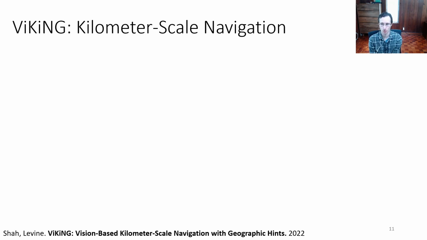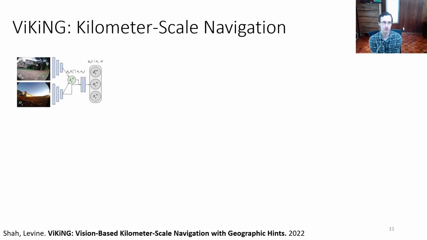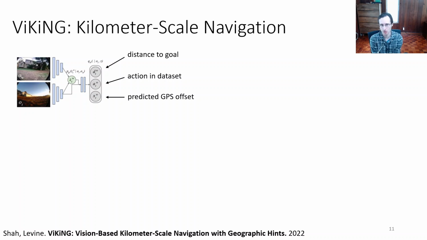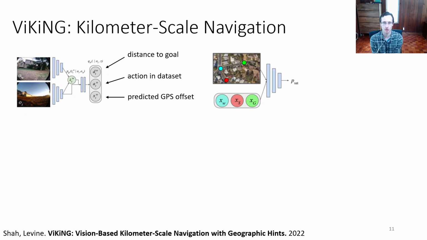So here we are actually going to use those overhead views. The idea in ViKING is that we'll have the same kind of model that will predict the distance to the goal, the action. It'll also predict a spatial GPS offset, which we will use to index into an overhead map, basically a satellite image or a road map from Google Maps. And that'll be used to employ kind of a heuristic search. Think essentially like A-star search, but in the physical world.